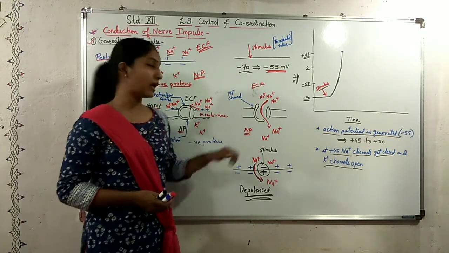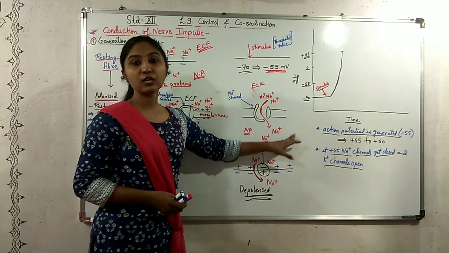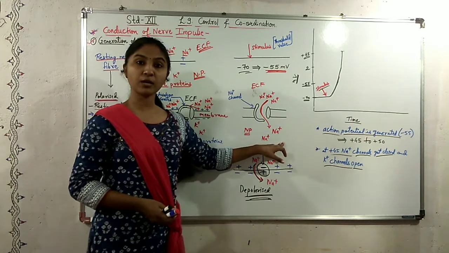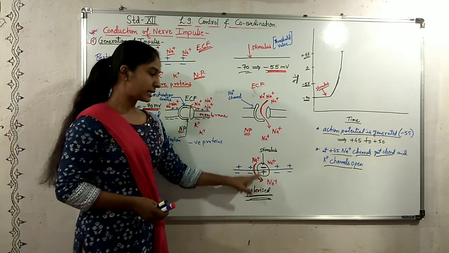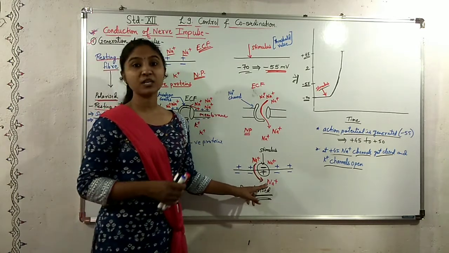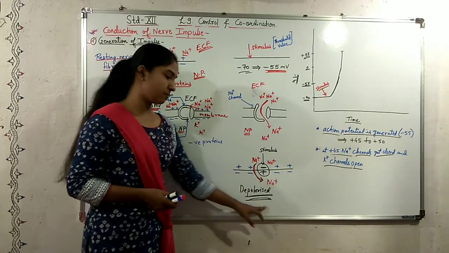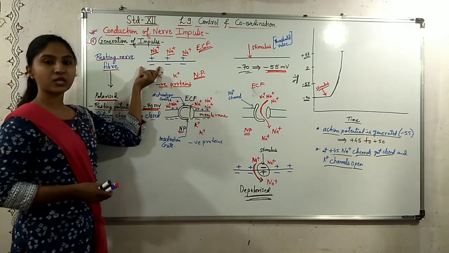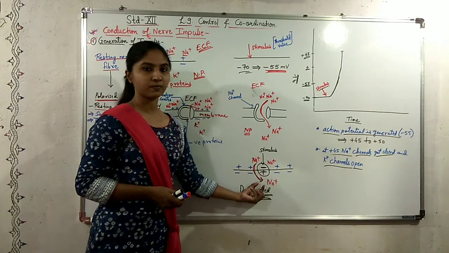Now, as these sodium ions move in, the inner side of the membrane becomes electropositive because of the sodium ions, and the outer side becomes electronegative. Here, it is said that the impulse has been generated and the membrane becomes depolarized. Earlier, it was in the polarized state. Now it becomes depolarized because the charge is changed.